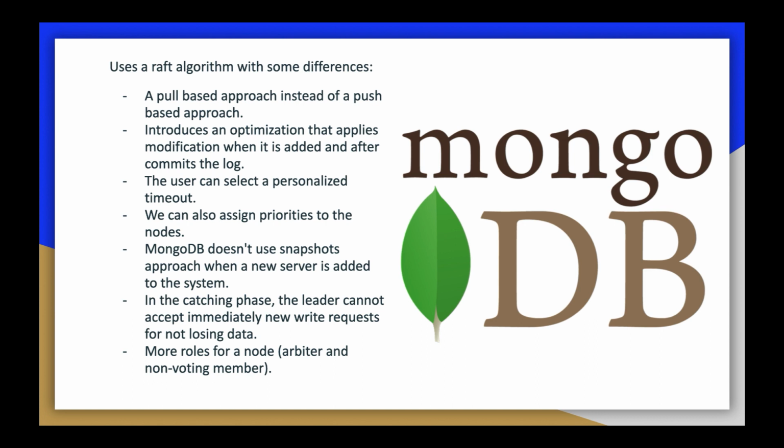We don't use snapshots in MongoDB when a new server is added to the system. We add a switching phase by which the leader cannot immediately accept new write requests, in order not to lose data, and the node can have more roles. For example, it can be an arbiter or a non-voting member.